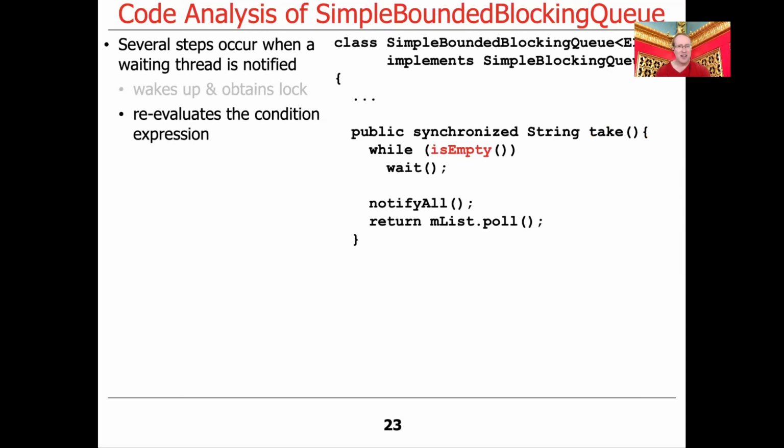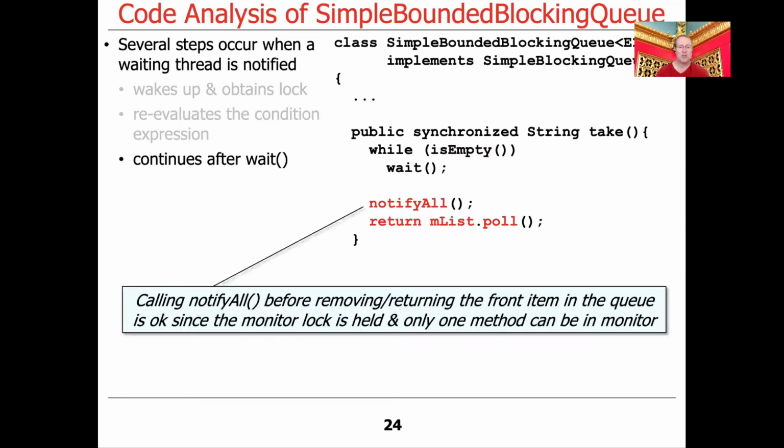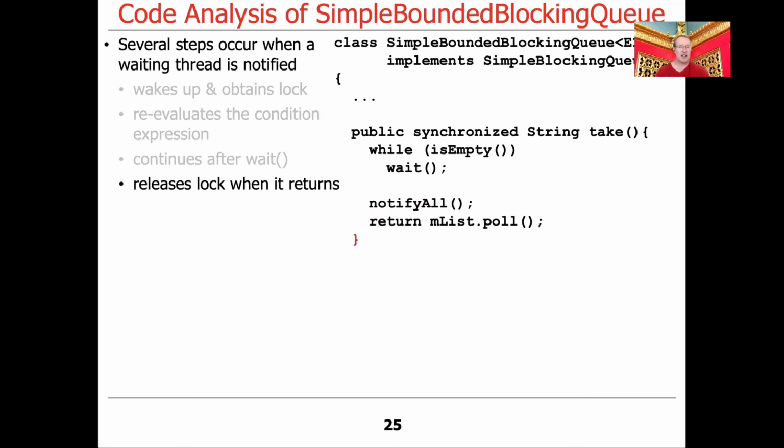Then it has to reevaluate the condition expression. If the condition expression is still true, while it's still empty, we have to go back and wait again. If it's false, we got our resource, in which case we go ahead and notify everybody else that they need to wake up because the state has changed. And then in this case, we return the first element in the list, which is the one that's been waiting there the longest. And then the last thing, as we leave the synchronized method, the critical section, that releases the monitor lock, the implicit lock, and anybody else can then get into that critical section and do their thing, depending on the state that they find once they get in there.